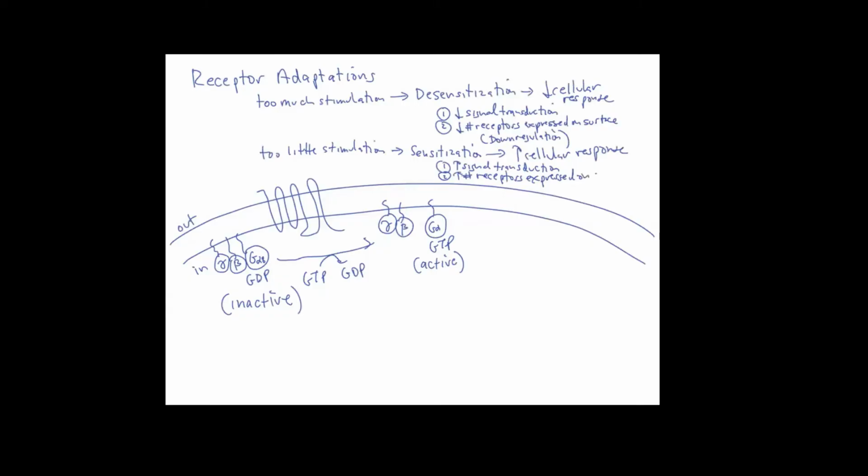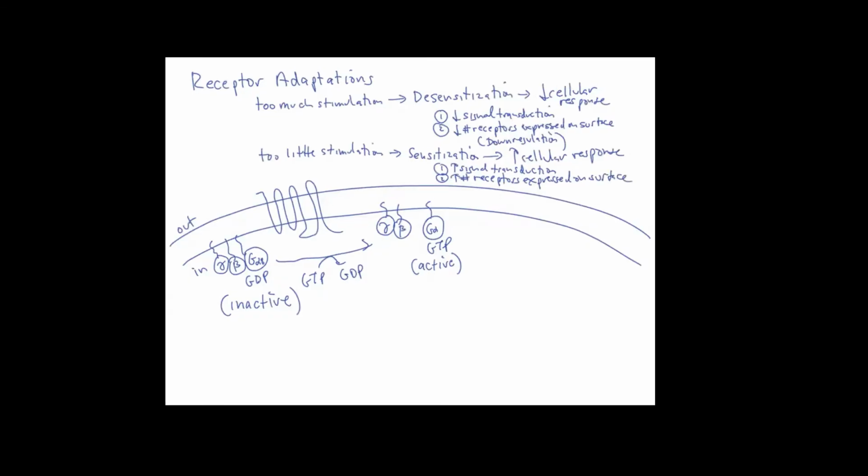So what we're going to do is use the example of a G protein coupled receptor, with 7 transmembrane spanning domains. Here's the heterotrimeric complex with GDP bound to the alpha subunit in the inactive state. Normally when we have activation, we have the dissociation of the beta gamma and alpha, GTP is bound, and we have the active G protein, which then can go off and have its effect.